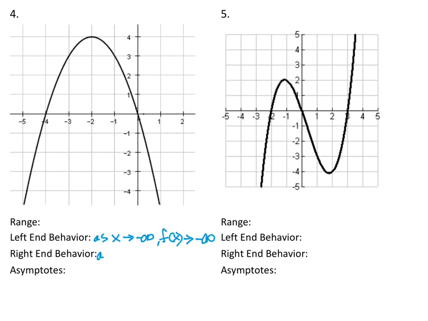Let's do right end behavior. As x approaches positive infinity, that's to the right, f of x, or our function or y values, approach. Well, if you go right forever on your function, it looks like it's going down forever as well. And so I'm going to put negative infinity again. On both sides of my function, on the left and right, it is going down forever. So that's my end behavior there.